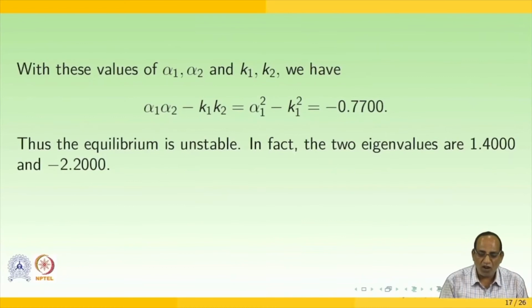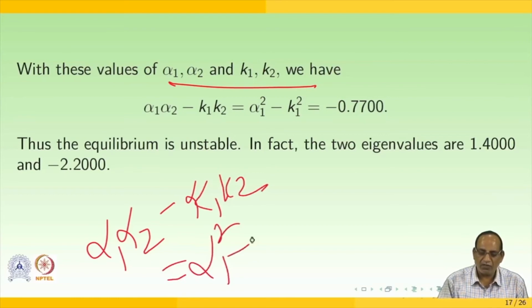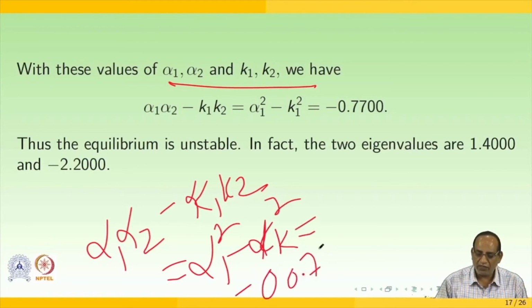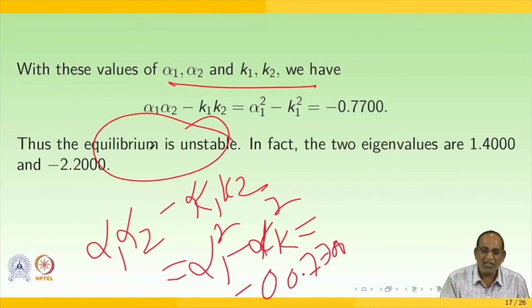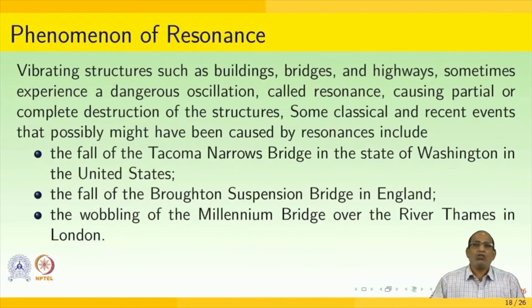With these values of alpha 1, alpha 2, k1, k2, we will have alpha 1 alpha 2 minus k1 times k2, which is nothing but alpha 1 squared minus k1 squared, which would be minus 0.77. Thus, we proved that the equilibrium is unstable. In fact, the two eigenvalues are 1.4 and minus 2.2. So, there are several examples like this.